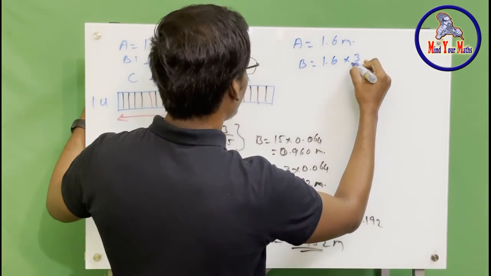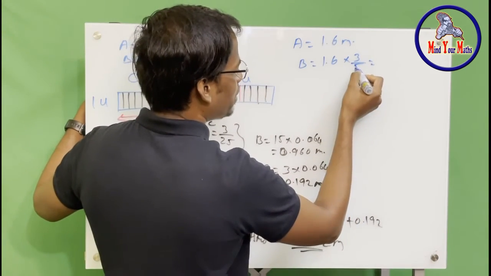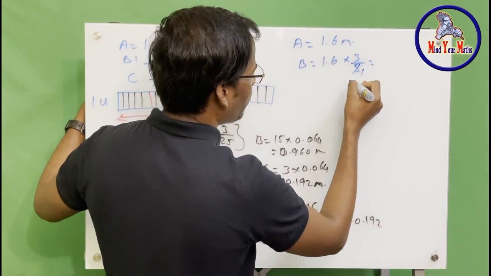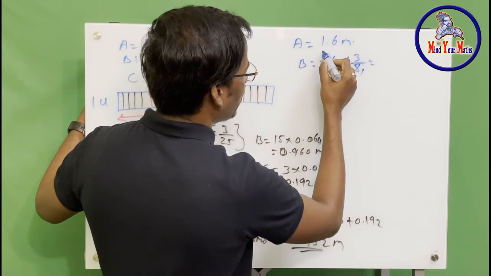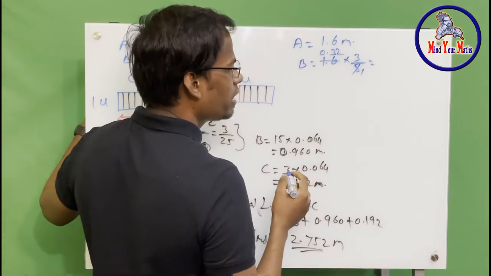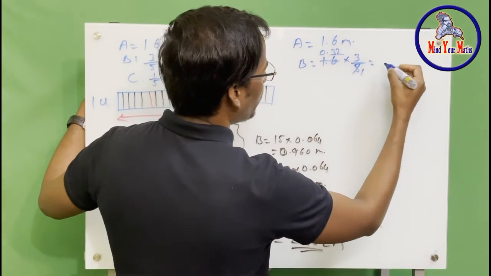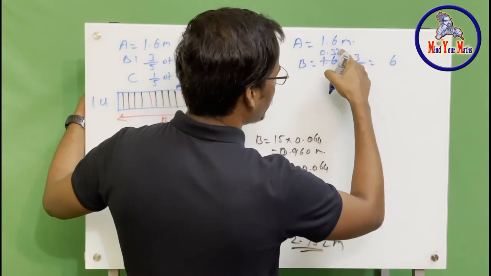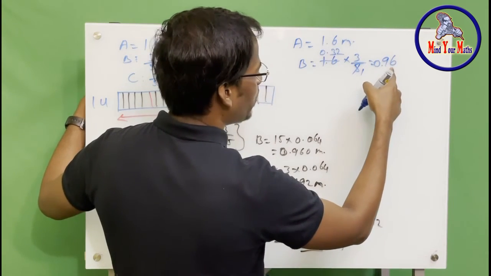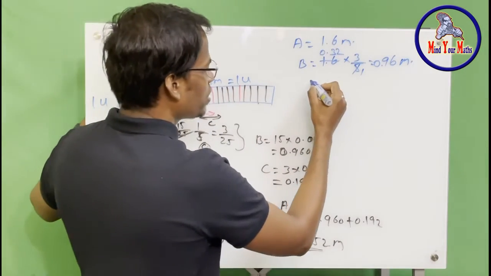1.6 multiplied by 3/5, which becomes how much? You can just cancel it, 1 times 5 is 5, and here 0.32. Now if you multiply these two together, how much will it be? 3 times 2 is 6. 3 times 3 is 9. So the decimal point is 2. We put that. So B is 0.96 meters.